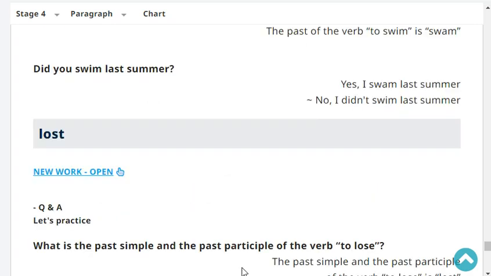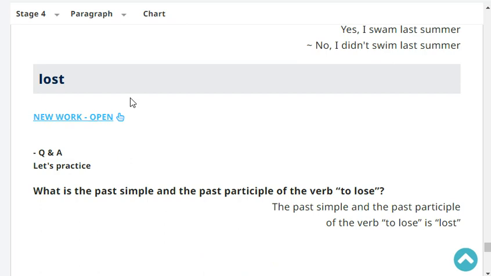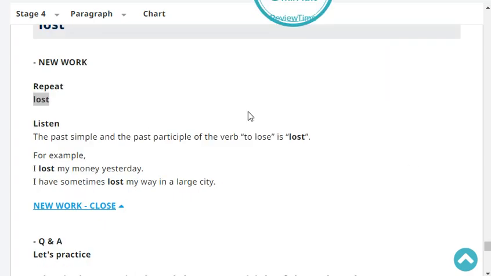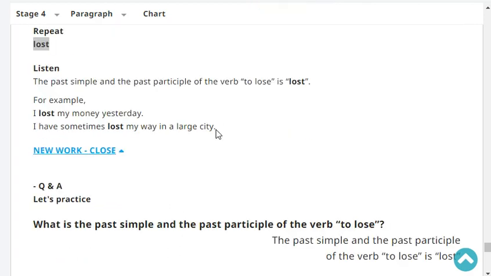Yes or no? No, I didn't swim last summer. Very good. Next, repeat: lost. Very good. Okay, listen. The past simple and the past participle of the verb lose is lost. For example, I lost my money yesterday. I have sometimes lost my way in a large city.